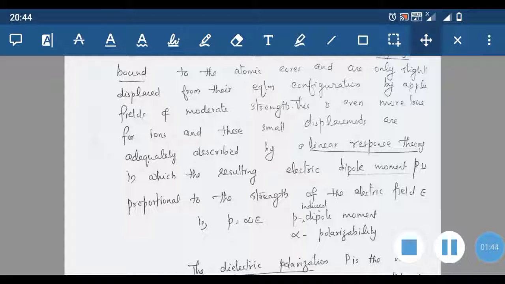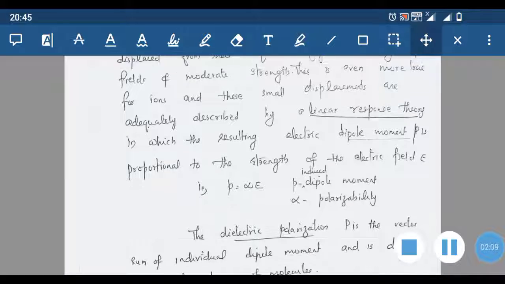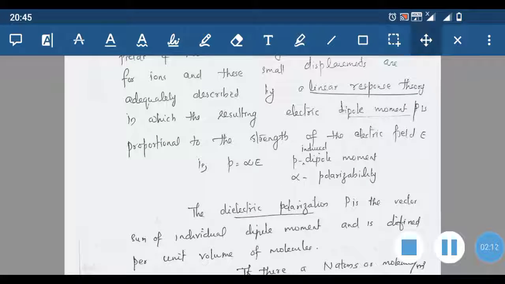In the presence of an external electric field the substance gets polarized, and polarized means that the substance possesses a particular electric dipole moment. The electric dipole moment produced is proportional to the applied electric field, and the relation between dipole moment and electric field is given by a linear response theory that we have already studied in our degree classes. That is, P is proportional to alpha E, that is P is equal to alpha E, where alpha is the polarizability, P is the induced dipole moment and E is the applied electric field.